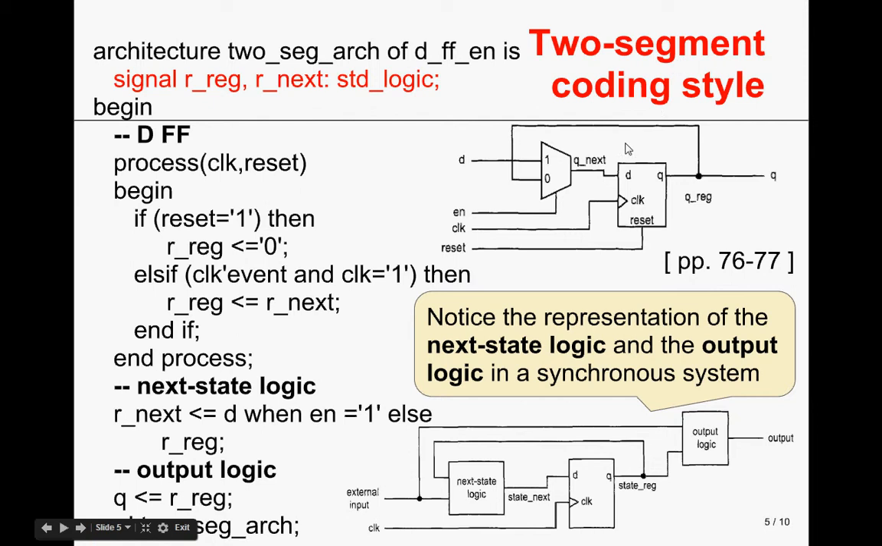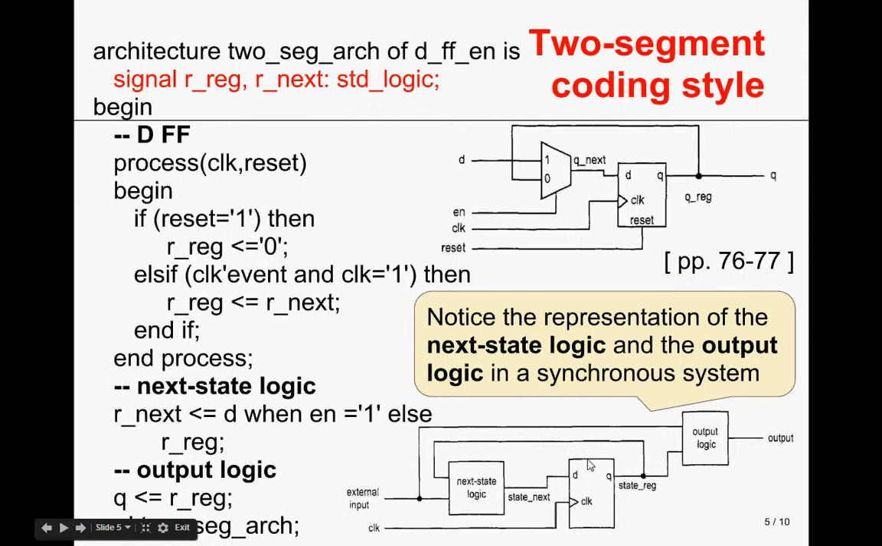The two-segment coding style actually assumes that we are looking into sequential circuits that can be represented as shown here, and this represents a block diagram of a synchronous system. Well, synchronous systems will have what is called a state register, shown here in the middle. This state register comprises several flip-flops, not just one, as you might be led to think from this representation.